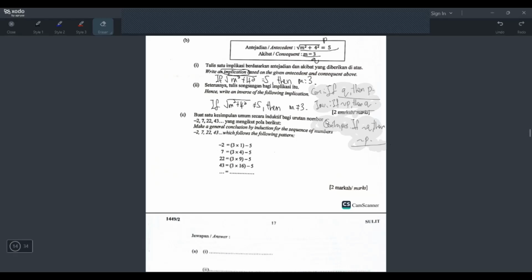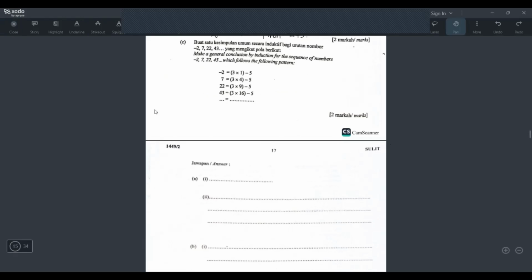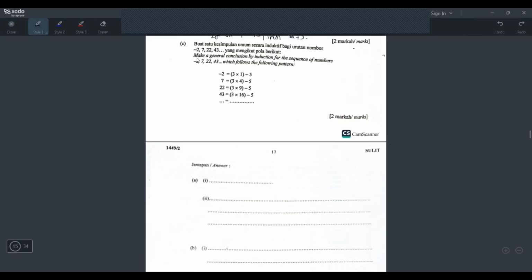Okay, let's continue with the last question. Soalan C. Make a general conclusion. Definitely inductive. Okay, because inductive is they will give you specific, but you have to make it into general. But deductive, they will give you a general formula, and then you just apply the formula. You just sub in the formula with a specific information, right?